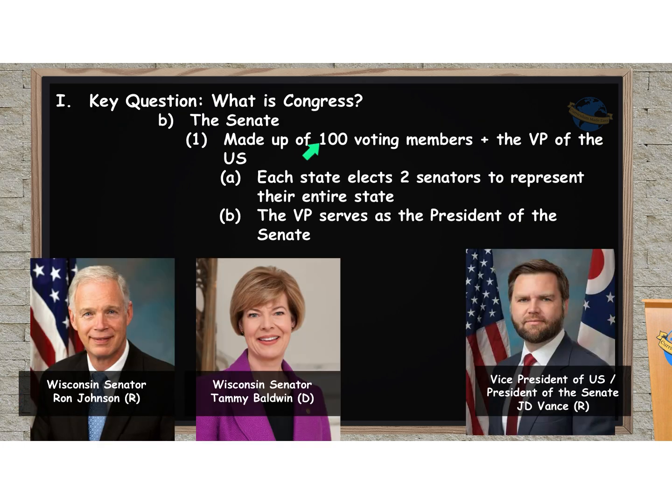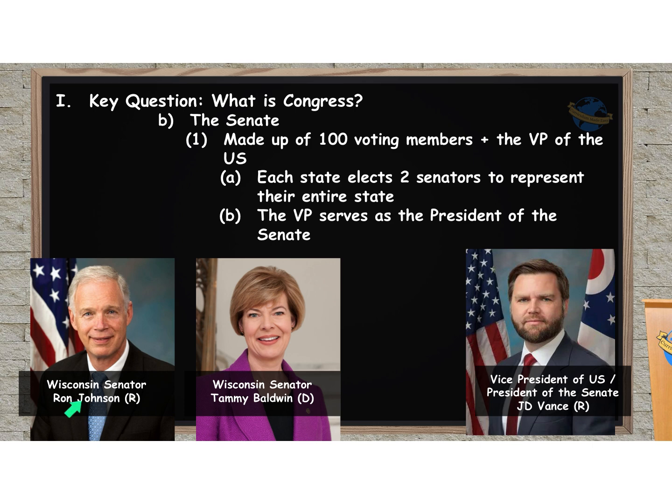Now, the Senate is made up of 100 members, unlike the House, which has 435 members. In addition to the 100 elected senators, there is also the Vice President of the United States, who serves as the President of the Senate. In the House, each representative only represents the people who live within their specific congressional district. The Senate's a little different in that each state gets to elect 2 senators, and their job is to represent everyone that lives in their state. So that's everyone in every congressional district in their state is represented in the Senate by a senator.